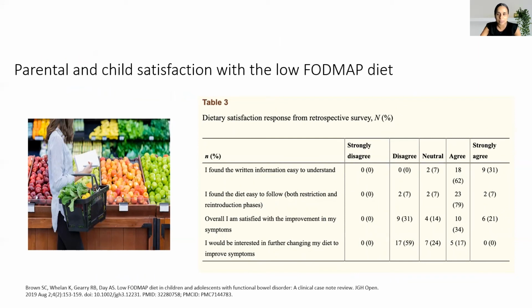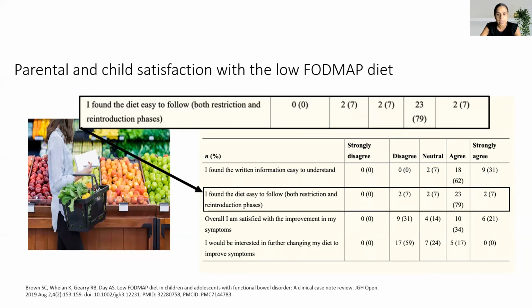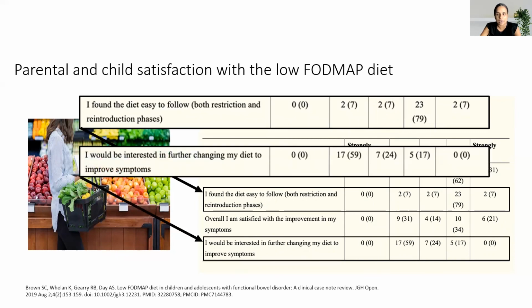What about how parents and children feel about this diet? Few studies have assessed parental or child satisfaction with the low FODMAP diet, which can greatly affect compliance and outcomes in children who are prescribed this diet. There was a retrospective study done in New Zealand that looked at the efficacy of the low FODMAP diet in children 4 to 17. They found that 85% of the parents and children found the diet easy to understand, but only 17% would be interested in any further restrictions or alterations to their diet.